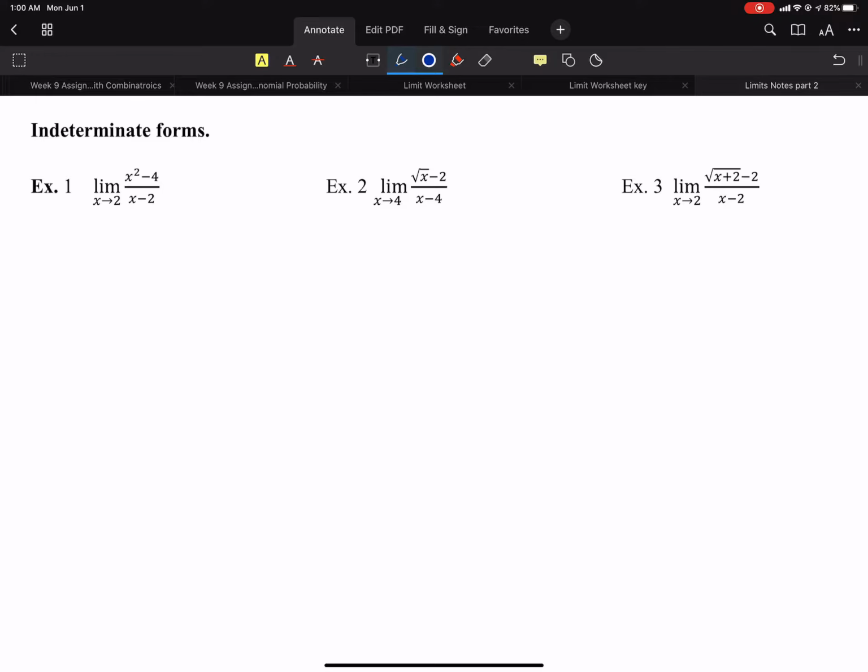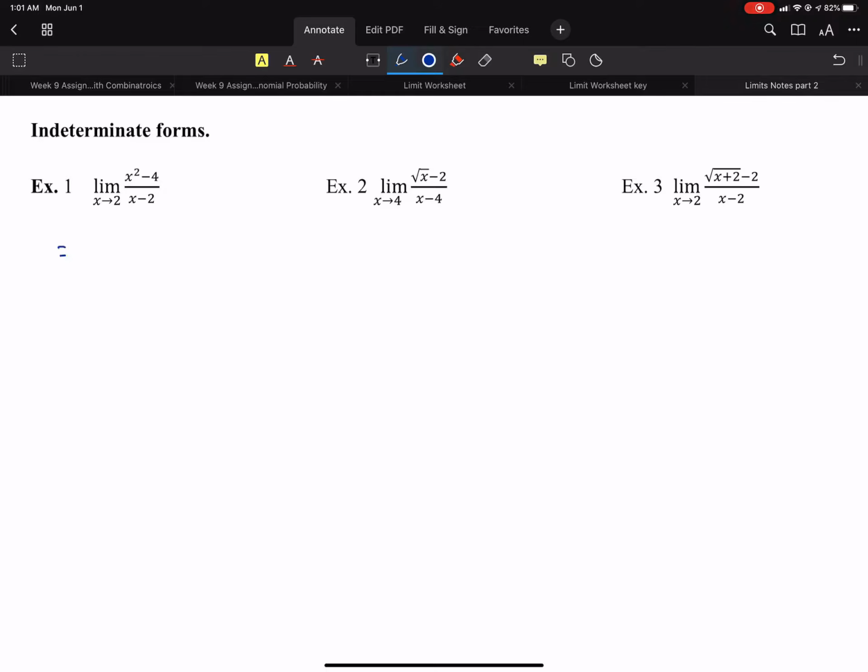All right, so intermediate forms. What does that mean? So for this first one, I'm going to show you something very bad you shouldn't do. So you have this rule. We have a polynomial divided by a polynomial, and it's a quotient. So you have the quotient rule. You're allowed to take the limit of the top and the limit of the bottom separately.